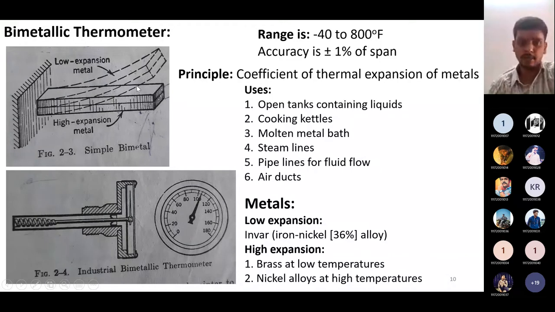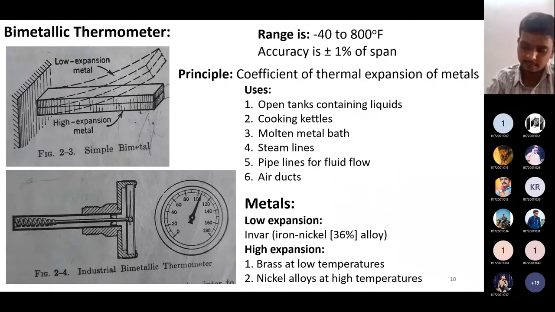Usually for the low expansion metal, we can use Invar. Invar is nothing but an alloy of iron and nickel, in which nickel will be nearly 36%. And for the high expansion metal, we can use brass for the low temperature ranges. For high temperature ranges, we can use nickel alloys as the high expansion metal. Usually the low expansion metal will be Invar, an alloy of iron and nickel, in which the nickel percentage will be 36%.